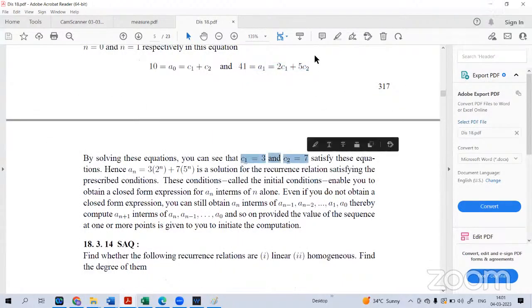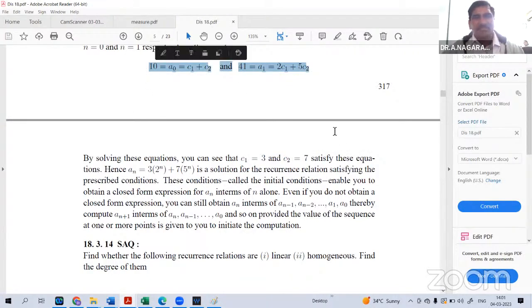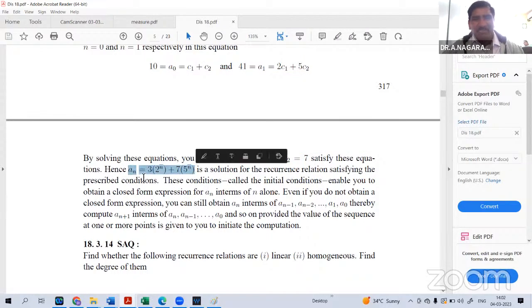How do we solve it? It is 10th class, we know. We can directly solve the two equations. Multiply by 2 and subtract, you will get C2. Then substitute C2, you will get C1. So after getting C1 and C2, before that the solution is a general solution. This is a particular solution.